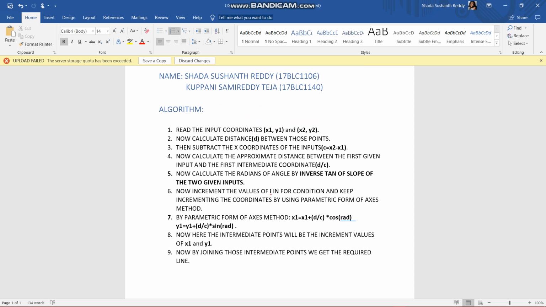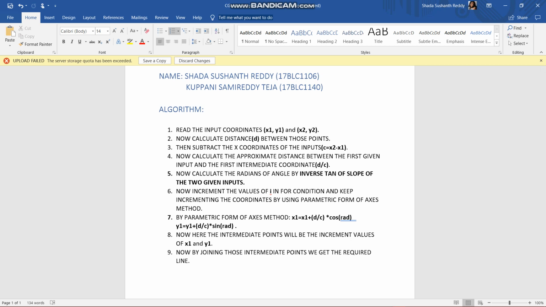As we know, tan theta equals m equals (y2 minus y1) by (x2 minus x1), so we can get the angle theta. Then I am going to increment the value of i in a for loop and keep incrementing the coordinates by using the parametric form. In the parametric equation, you write x' equals x plus r cos theta, where r means distance. Before, I told that we divided this line into unit pieces, so we know the distance r, and we know theta.